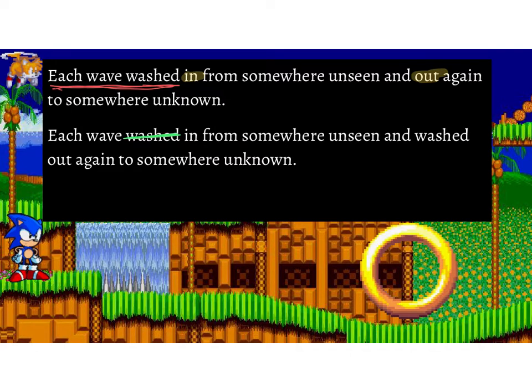So washed here is repeated, again, to add a sense of clarity, to emphasize what's being said there. So each wave washed. And again, anytime you see repetition, you should think what's being emphasized. So each wave washed in from somewhere unseen and washed out again somewhere. By repeating that phrase or that word washed, we're really emphasizing the fact that the action is happening.